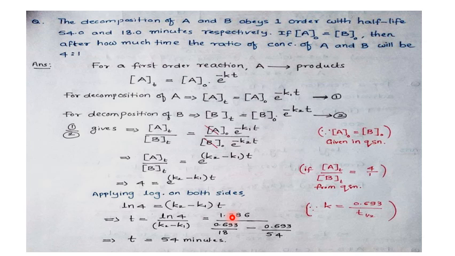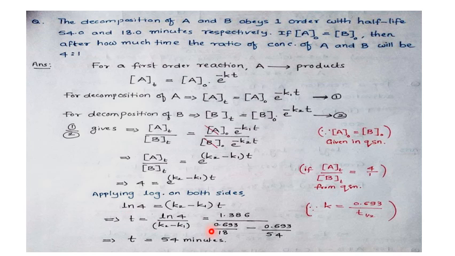I hope that you know the math, simple logarithms, how to operate. So next k2 and minus k1. This is the very crucial step here. K2, what is mentioned here? 0.693 by 18. How? Because check the question again. A and B obey first order. So for first order, what is the k equal to?